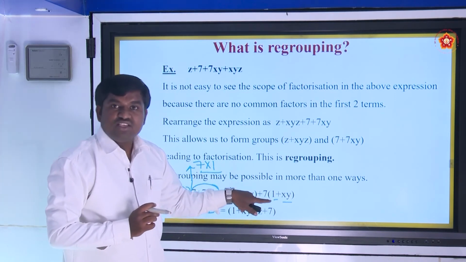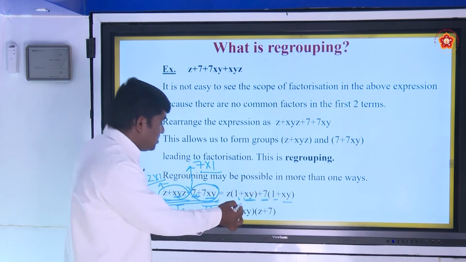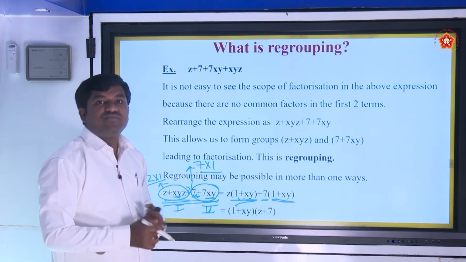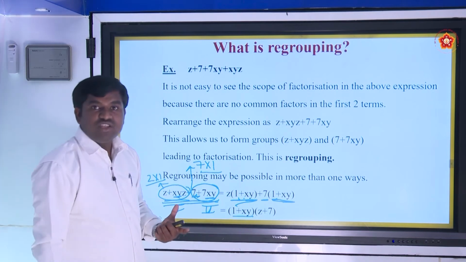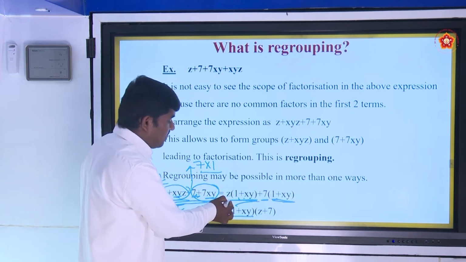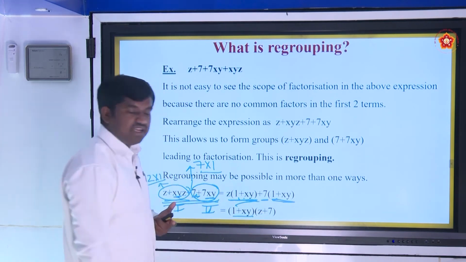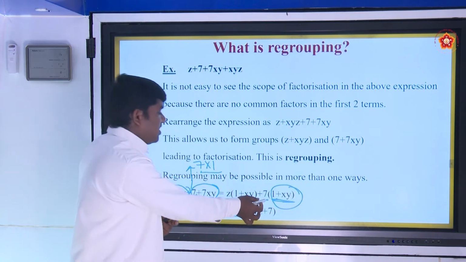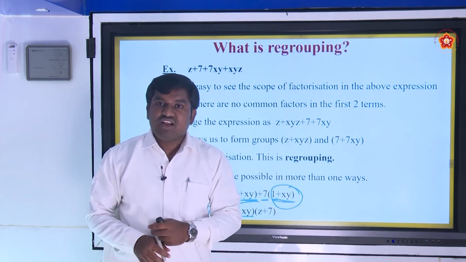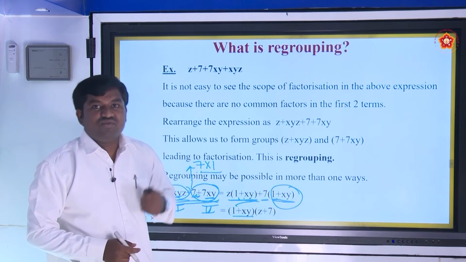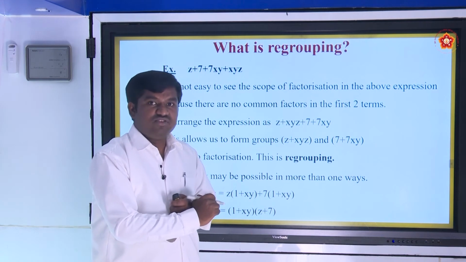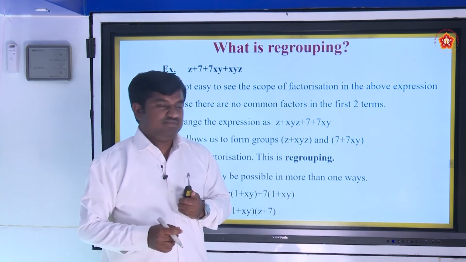Observe these two. Something is common? Yes, that is 1 plus xy. Here also, here also. So take that as a common factor. If you take out 1 plus xy as a common factor, what is remaining? z is remaining, plus. We take out this as a common factor, the remaining thing is 7. So (1 plus xy) and (z plus 7) are the factors of the given expression. This is regrouping. Okay, you know how to regroup the expression.